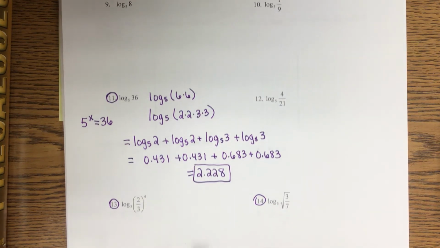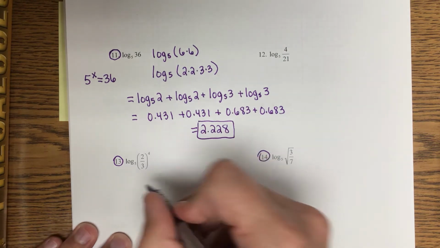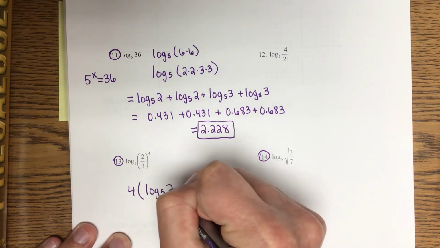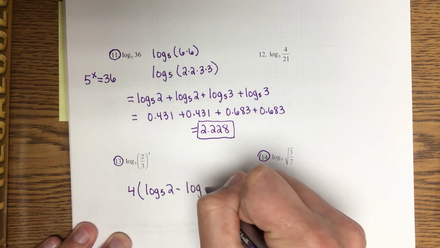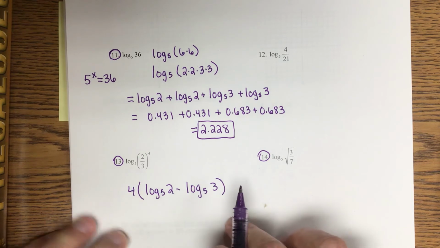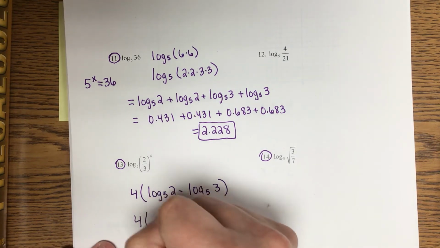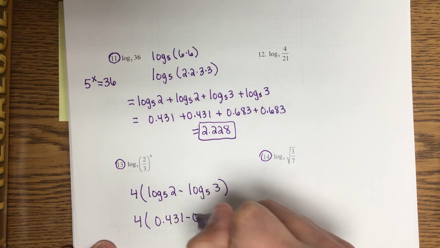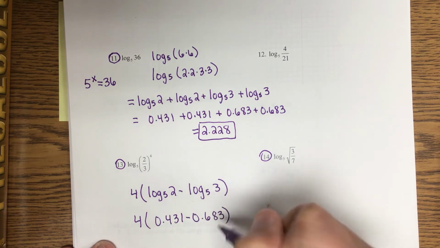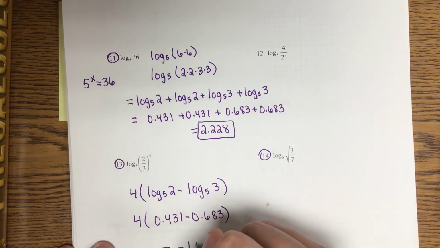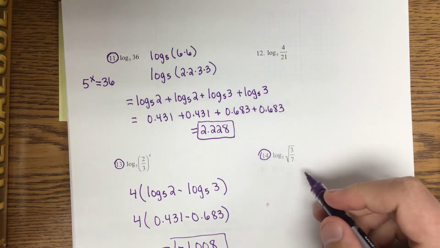What if I go down to number 13 though? So number 13 has a power. I need to move that power first. And then it's log base 5 of 2 minus log base 5 of 3. This one's actually less work than the one we just did. Notice I have a 2 and a 3. So then what I'll do, and I need parentheses here, plug in the decimal for both of those. And then subtract those, and then just multiply it by 4. The answer is negative 1.008.